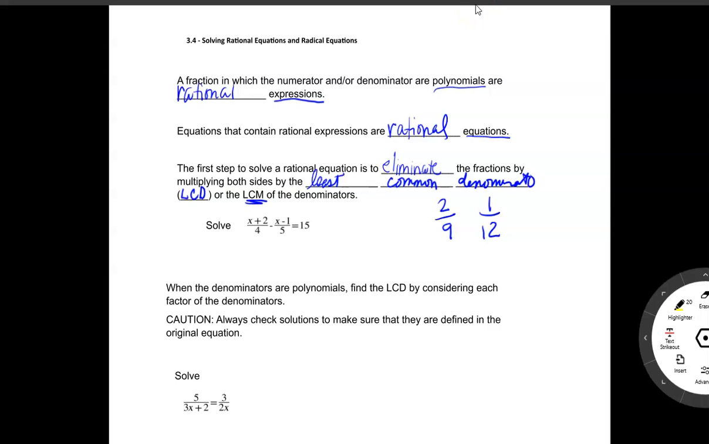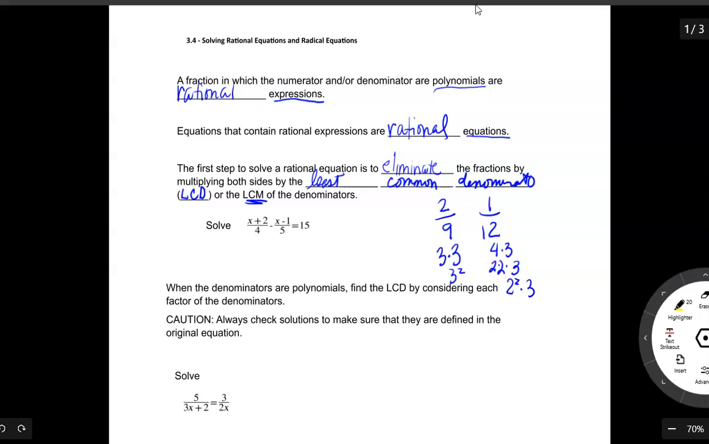So to find the smallest number, and sometimes it just pops out and you see it right away and you don't have to dig any deeper. But if you're not sure what the smallest number is that they both go into, break it down into the factors. 9 is 3 times 3. 12 breaks down into 4 times 3, but then 4 breaks down again, so we get 2 times 2 times 3. And then you just make sure you take the highest power of each of those factors.